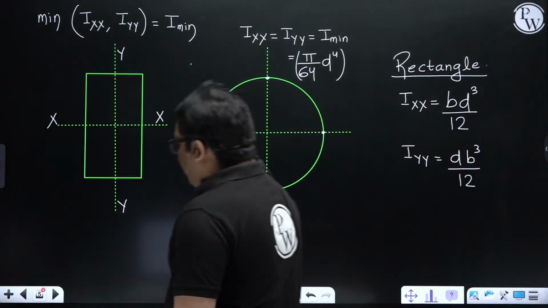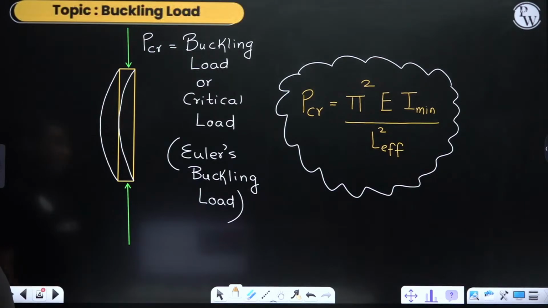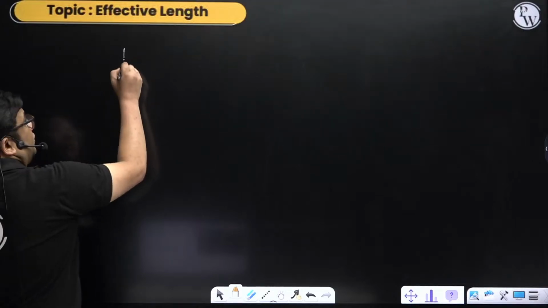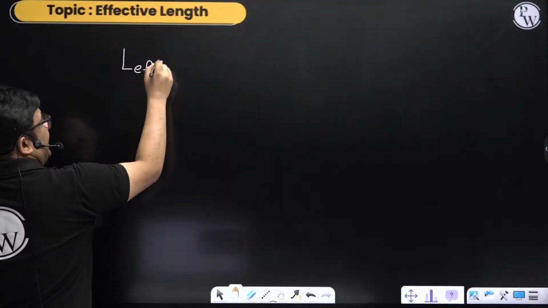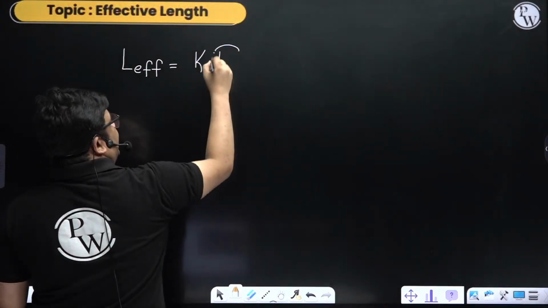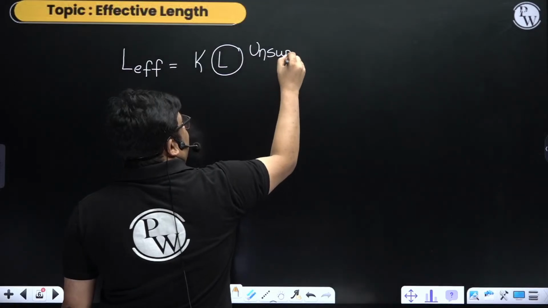Now, in this equation, we saw I minimum, E is the modulus of elasticity, and pi is pi only. What is this effective length? The effective length is equal to the effective length factor K into the unsupported length.